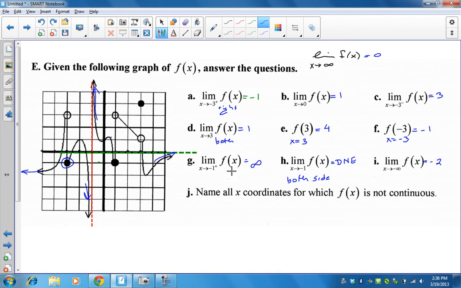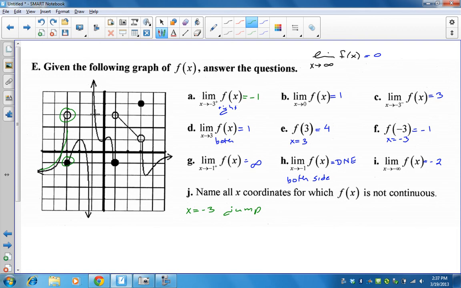Name all x coordinates for which the function is not continuous. To me, this is an easy question because basically all you have to do is imagine yourself drawing this graph, and every time you have to pick up your pencil to draw the graph, that's a discontinuity. So as I follow my graph from the left, at x equals -3, I have to jump from here to here. So x equals -3 is a jump discontinuity. And then I keep going, and I'm continuous.